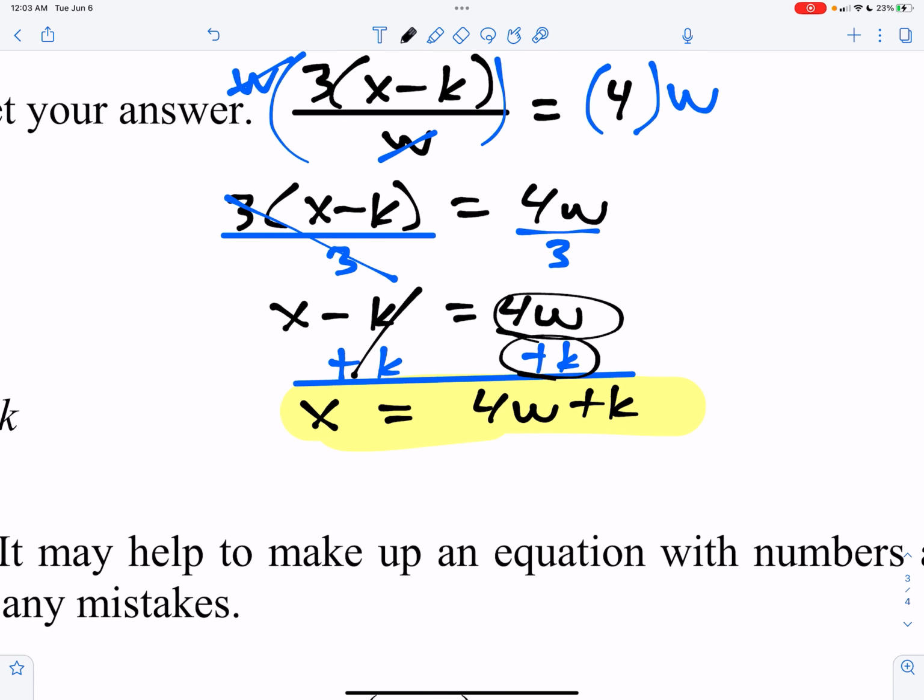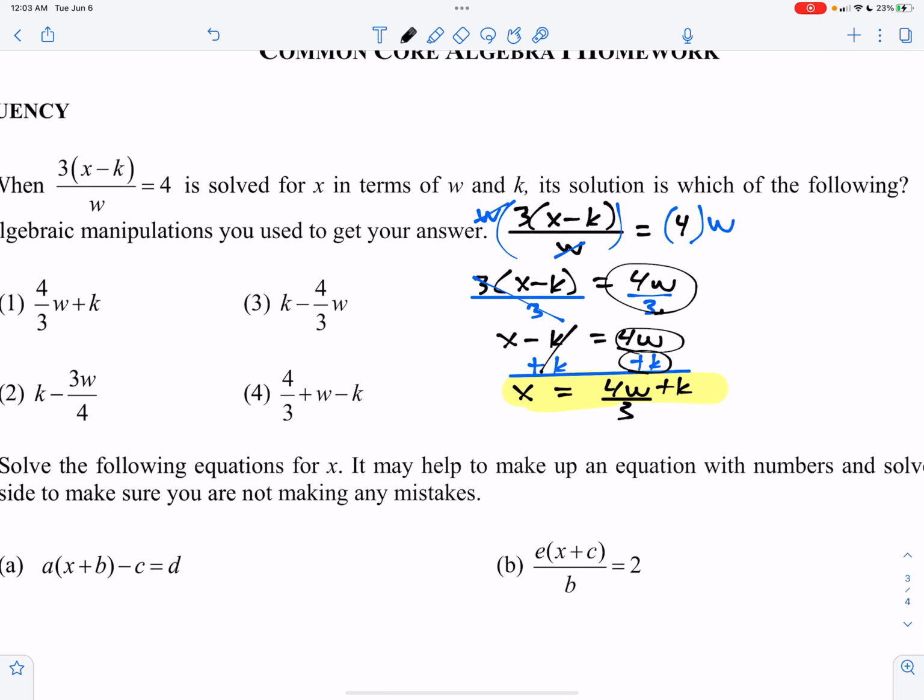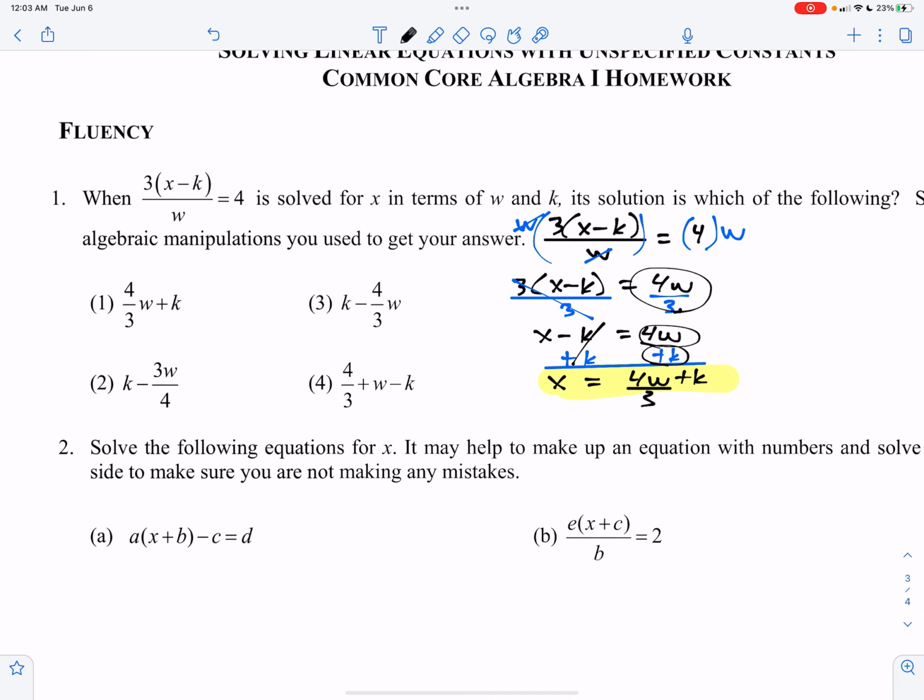Oh, I'm so sorry. I forgot. We had 4w divided by 3, so it's 4/3 w. 4/3 w plus k, which would be part 1.